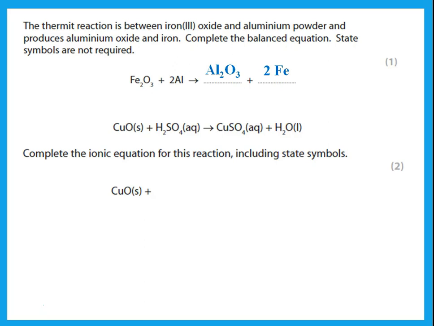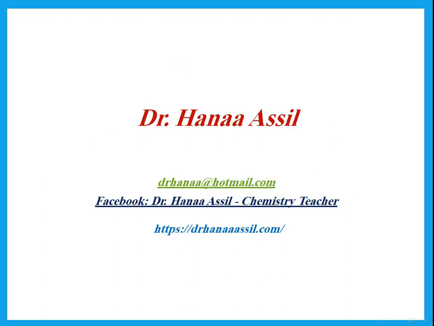Okay, complete the ionic equation for this, including state symbols. Again, copper oxide is a solid, so I'm going to copy it as it is. But the sulfuric acid I'm going to ionize, but then the sulfate ions before the arrow will cancel the sulfate ions after the arrow. So I end up with copper 2 plus and water, and these are aqueous except for water, which is a liquid. Okay, so we're done with these questions.